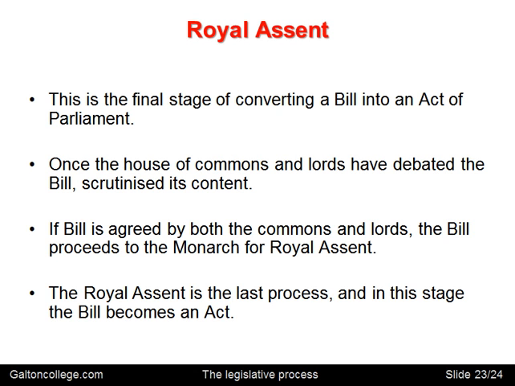Once the House of Commons and Lords have debated the bill, scrutinised its content, if the bill is agreed by both the Commons and the Lords, the bill proceeds to the monarch for royal assent. So, royal assent is the last process. In this stage, the bill becomes an act of law. So that's how a piece of law is developed by the parliamentary process in the United Kingdom.